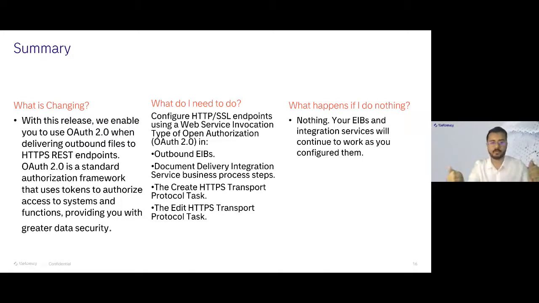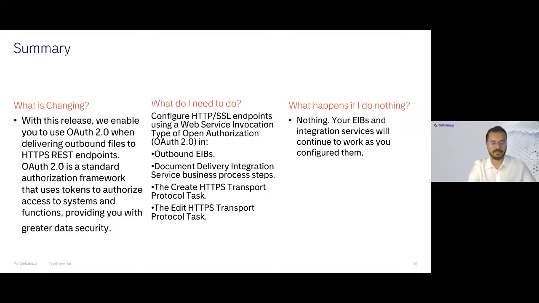And what do I need to do? We have to configure the HTTPS SSL endpoints as we saw in the web service invoke. Basically, we have to do an HTTP endpoint using a web service invocation. It is a type of open authorization, and it is for outbound EIBs, document delivery integrations, service business process steps, and there is create HTTPS and the edit HTTPS. The HTTPS now sounds like a new thing to me.